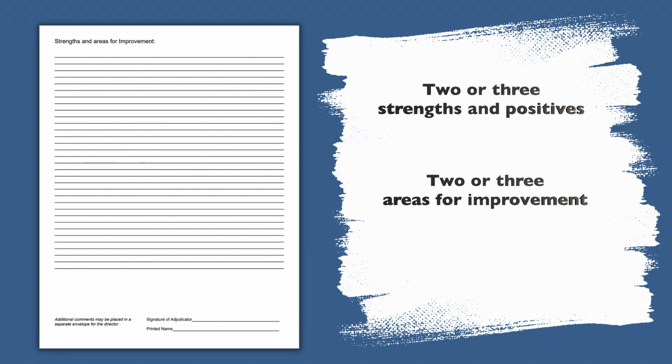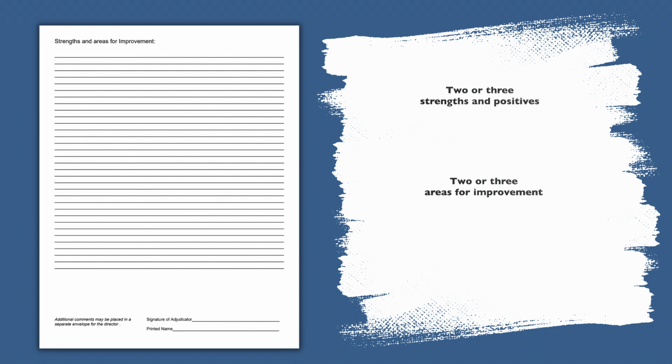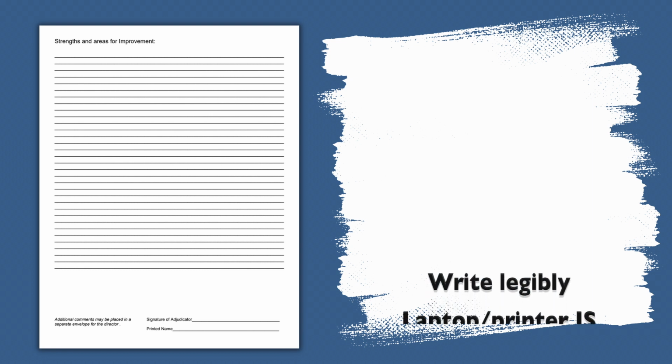The back of the rubric provides space for comments. Your comments should justify and explain your rubric selections. Our teachers are looking for advice and suggestions on how to improve. Choose 2 or 3 strengths and positives to address, and 2 or 3 areas of improvement. Directors very often use your positive comments to advocate for their programs and will send them to administrators and parents. As such, do your best to keep your writing legible.